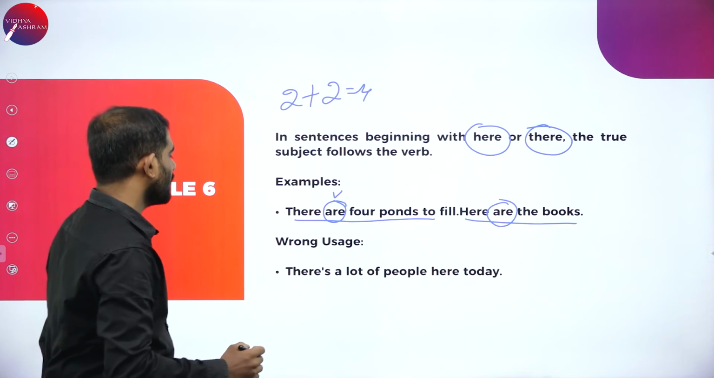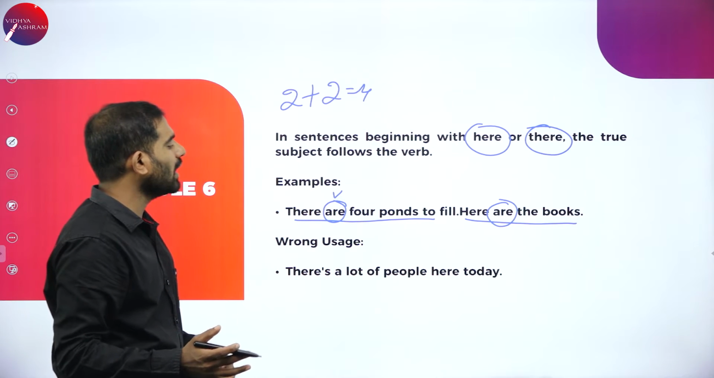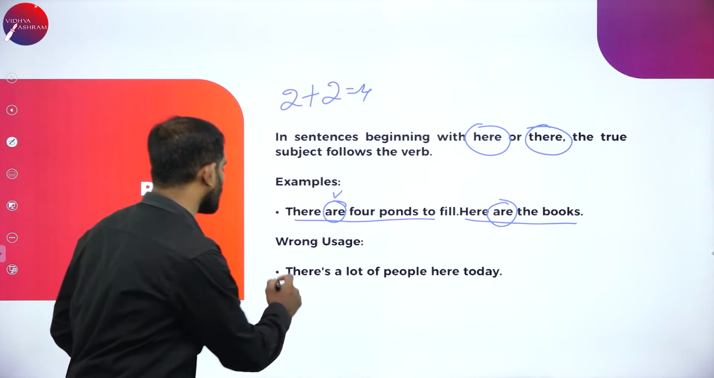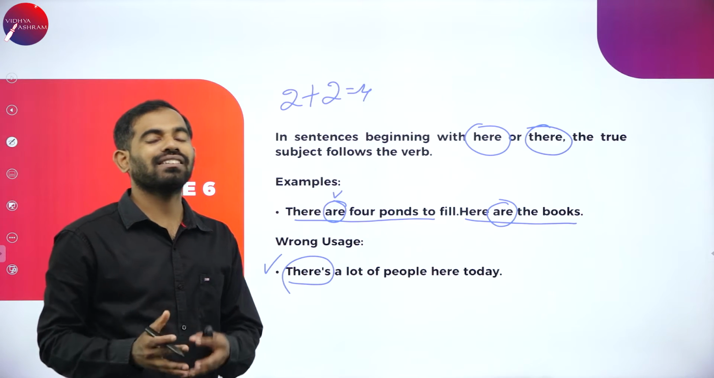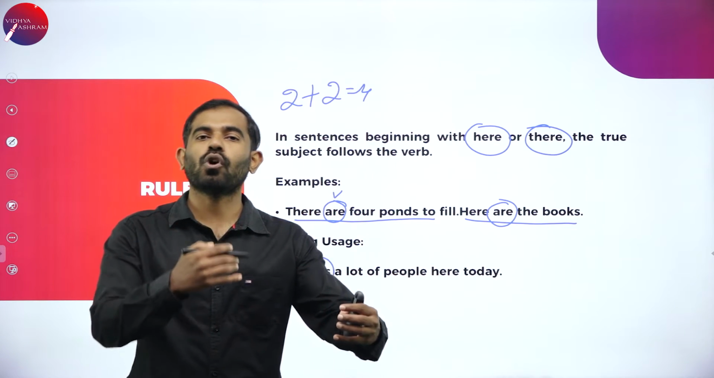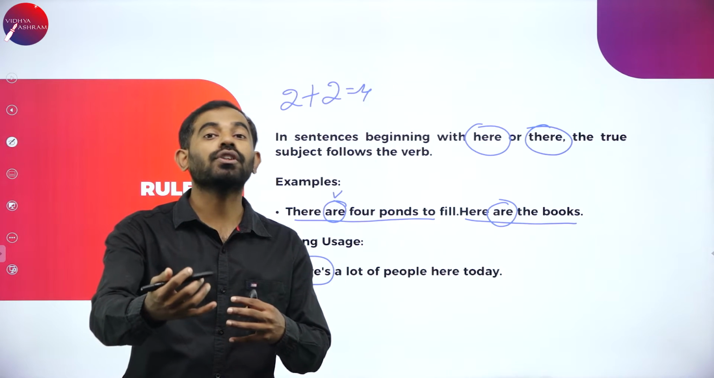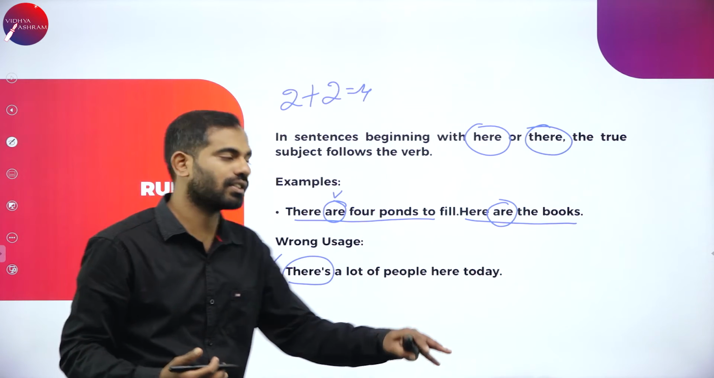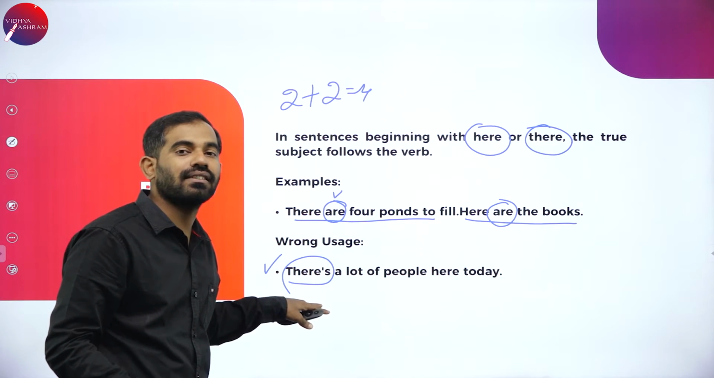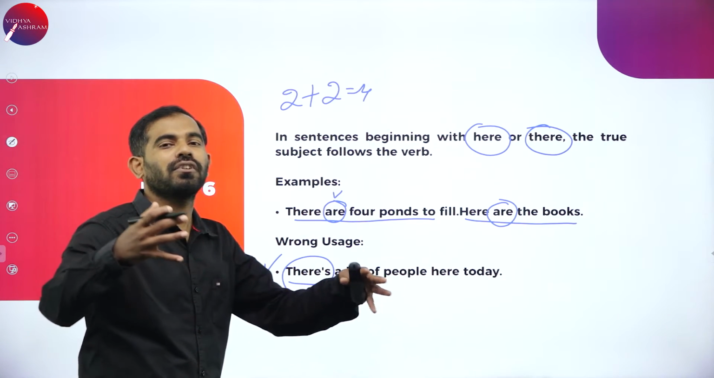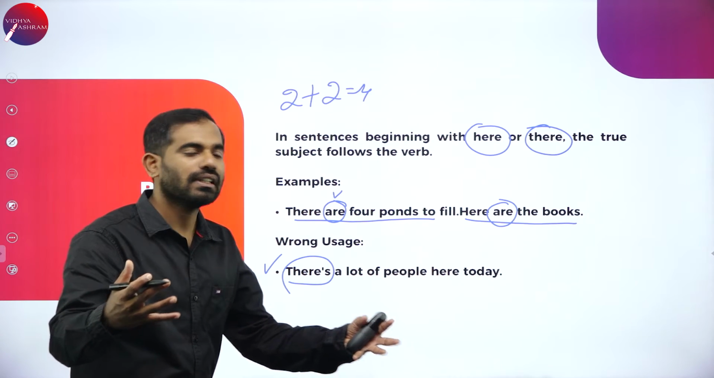Wrong usage. There are a lot of people here today. This is one of the most wrongly used sentences, even by native speakers. You might have watched a couple or more movies where film stars or actors are using these sentences: "There is a lot of people."